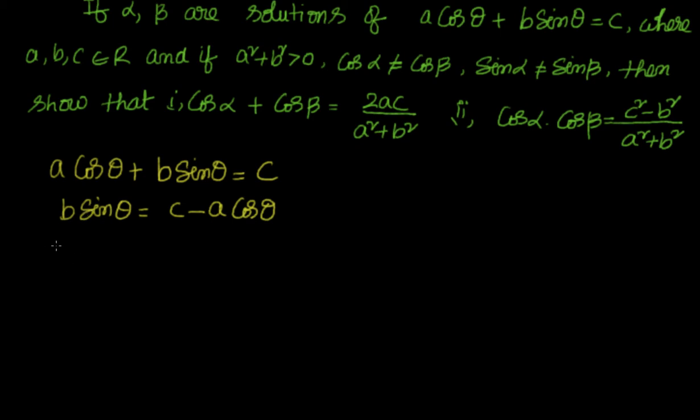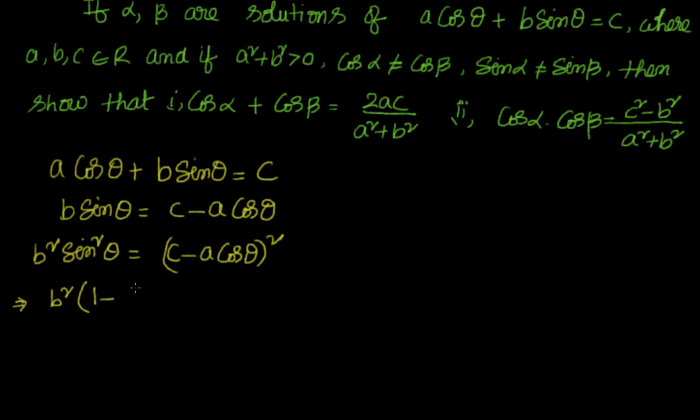Now squaring on both sides, I will have b square sin square theta equal to c minus a cos theta whole square. This is nothing but b square into, since we want the equation in cos, I will convert into cos, b square into 1 minus cos square theta equal to, this is of the form a minus b whole square, a square plus b square, that is c square plus a square cos square theta minus 2ac cos theta.